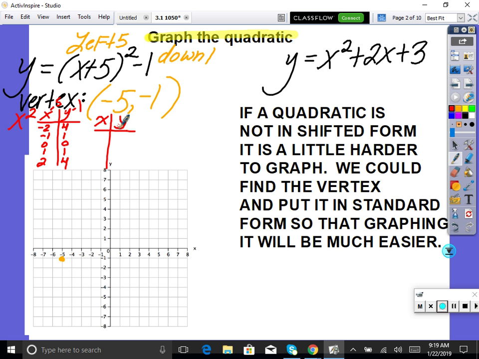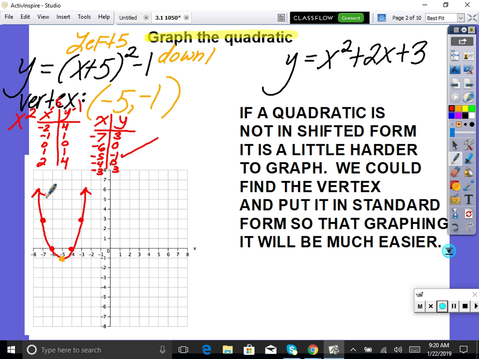So negative 2 minus 5 is negative 7. Negative 1 minus 5 is negative 6. Negative 5, negative 4, negative 3. I'm just subtracting 5 from all of them. And then subtracting 1 would be 3, 0, negative 1, 0, 3. So now look, we already know negative 5, negative 1 is our vertex. And then from there, negative 7 up 1, 2, 3 units. Negative 6 up 0 units. Negative 4, 0. Negative 3 up 3 units. And there's my shifted quadratic.